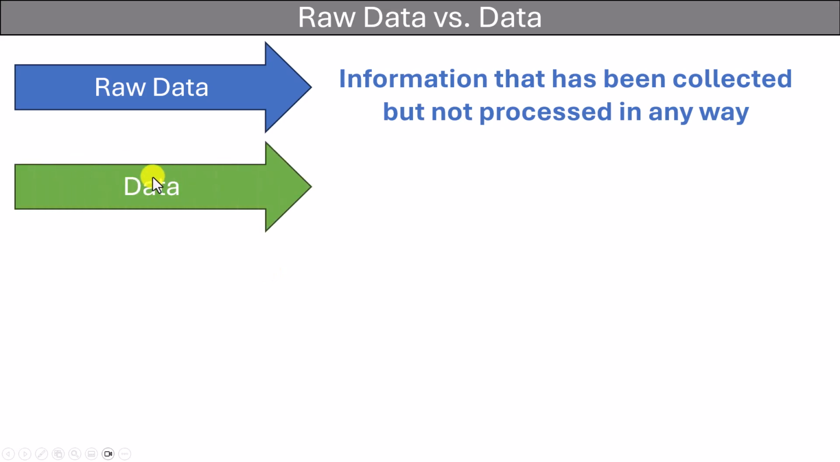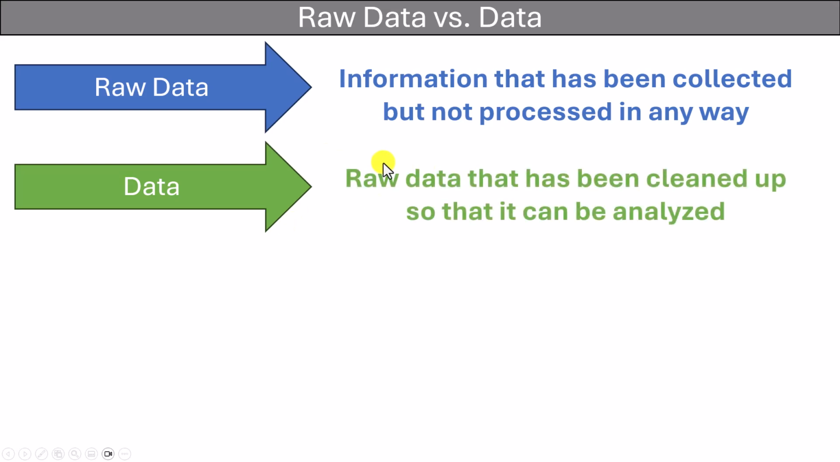And when we talk about just data, not raw data, but just data, we're going to consider that in this class to be raw data that has now been cleaned up so that it can be analyzed. So this could include a number of different things, such as eliminating some of the mistakes in the recording of the data, or putting it into a table form so it's easier to analyze. There could be a number of different things that go into changing the raw data into data.